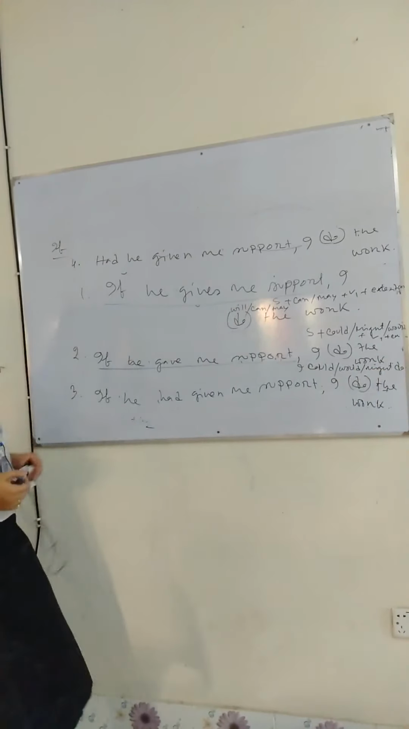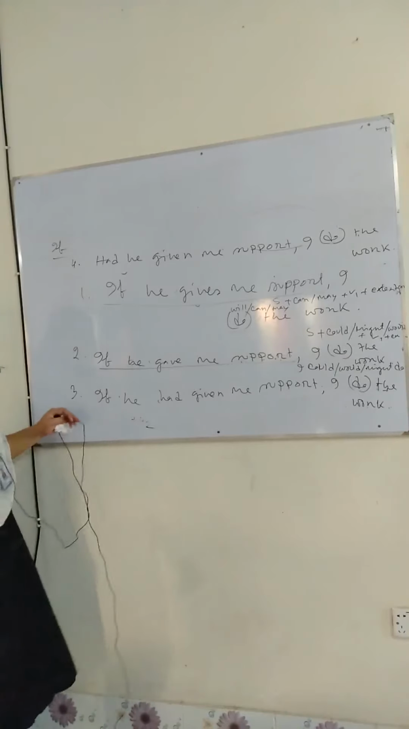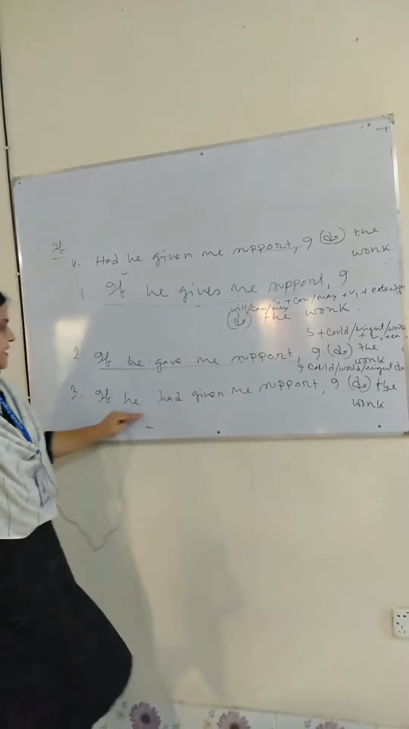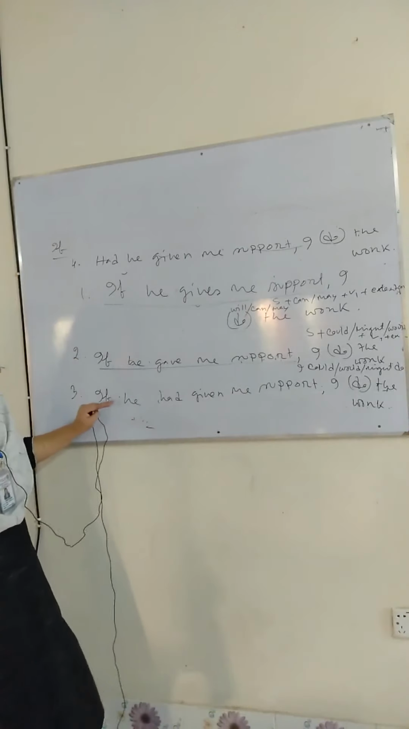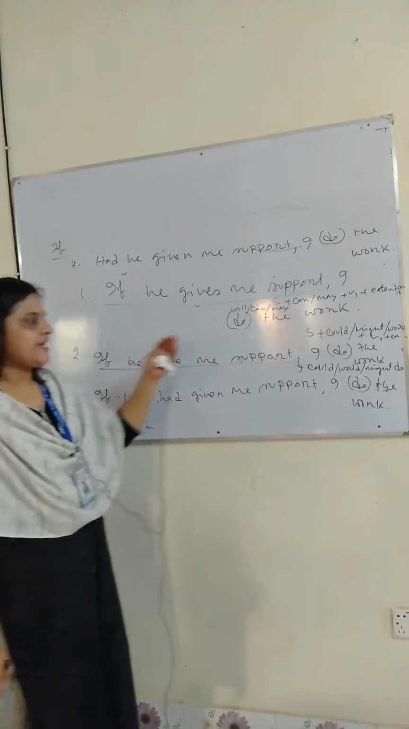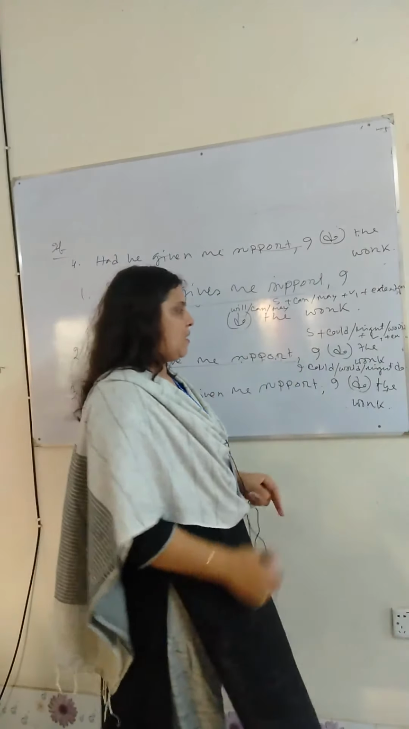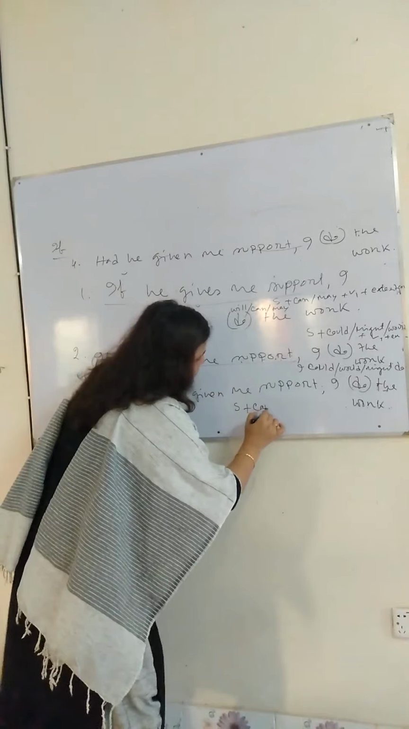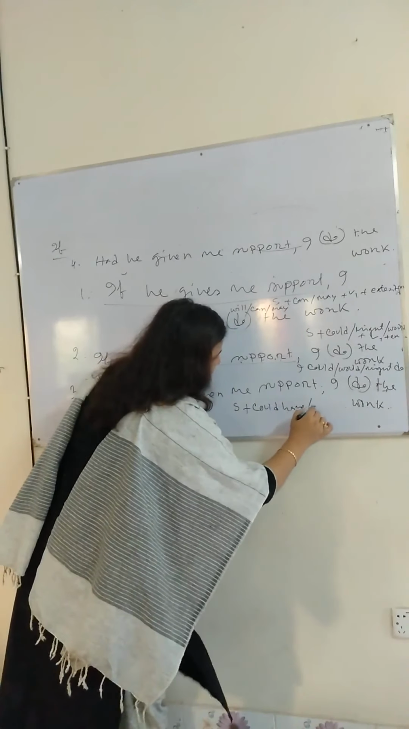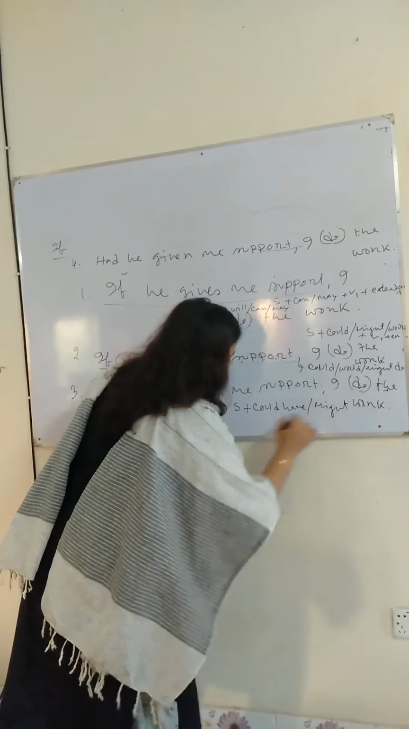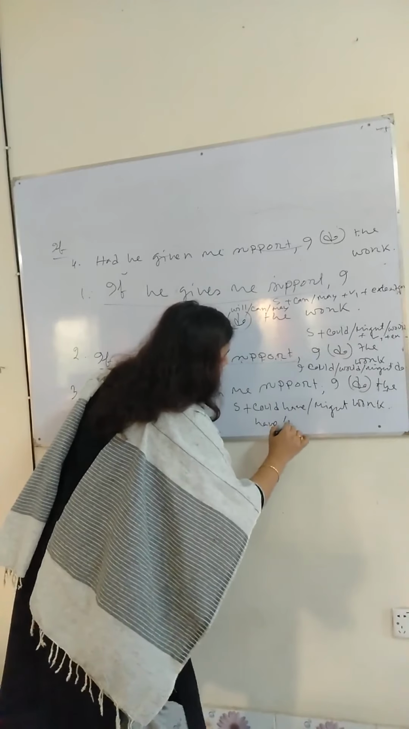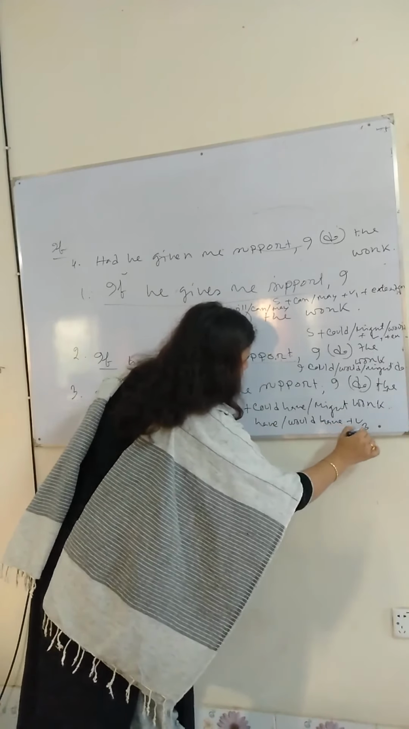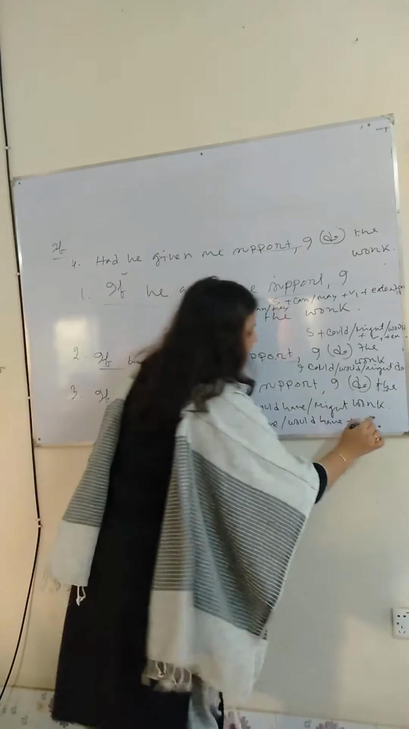Now come to the third sentence. Here we can say it is past perfect tense. The subordinate clause is in past perfect tense. So in the next clause, that is the principal clause, you may use this structure: subject plus could have, might have, or would have, plus verb 3, that is the past participle form, plus extension.